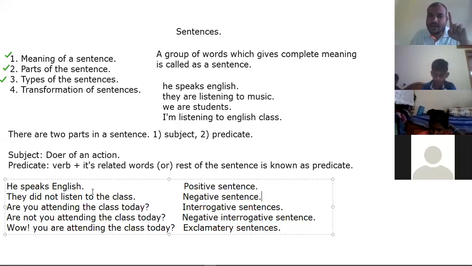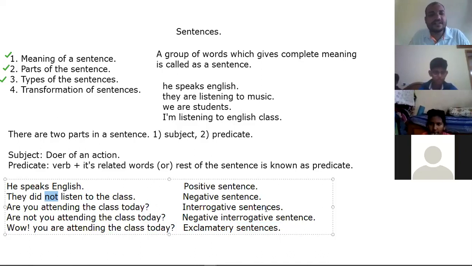So how can you identify whether the sentence is positive or negative? If it is negative, there will be the negative word, not. If there is no negative word, not, in the sentence, it will be a positive sentence. Very good. If you are able to find a negative word, not, then it will be a negative sentence. Understood?